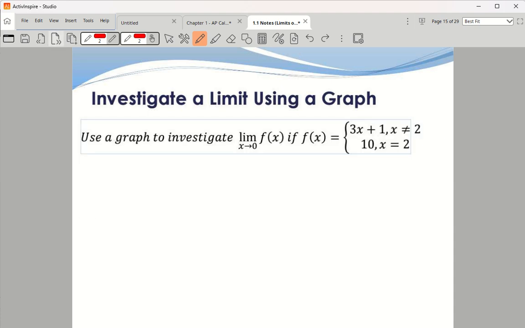Alright, so use a graph to investigate this one right here. This one right here is a piecewise function, and I'm going to show you how to enter a piecewise function.